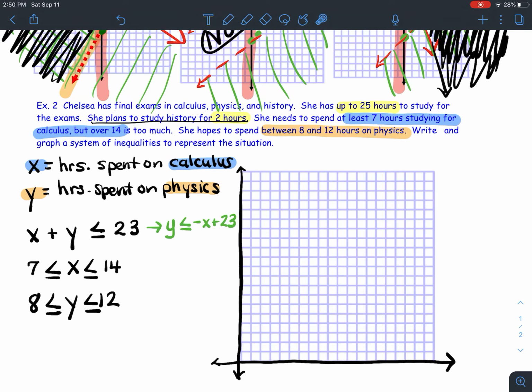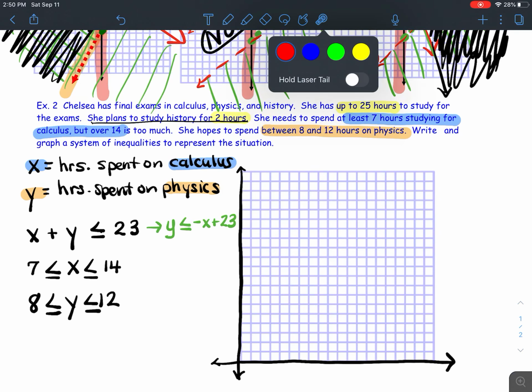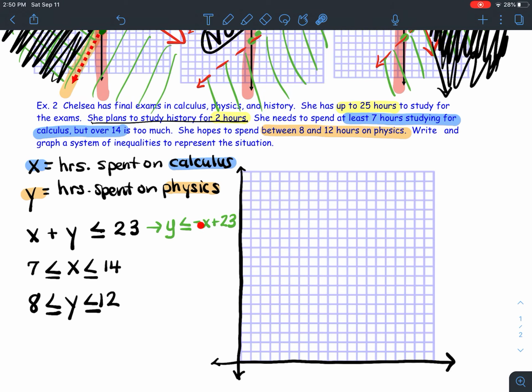Okay. I think you might find this a little bit easier if we think through plotting the x-intercept and plotting the y-intercept for this instead of plotting the y-intercept and trying to count the slope. I think we have 20 squares this way and we have 20 squares this way. So if we go up to 23, we're kind of off the grid.